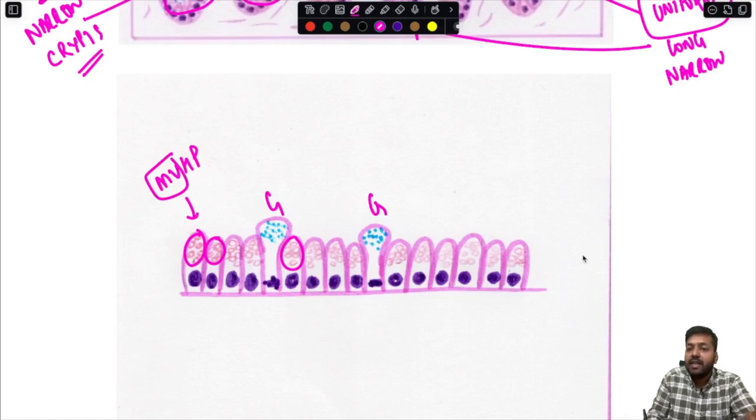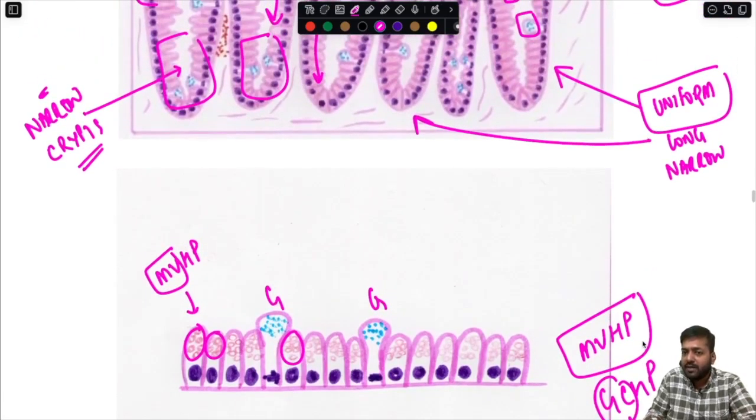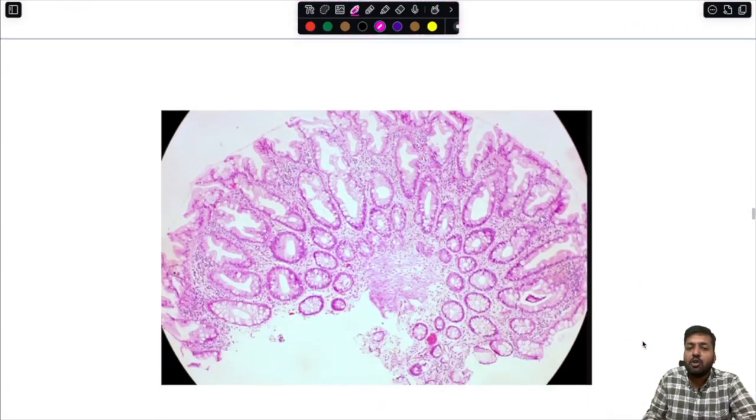So in the microvesicular variety of hyperplastic polyp, you will see the majority of these cells are microvesicular type, whereas in the goblet cell variety, the majority of these cells are goblet cells. I have not shown the goblet cell variety over here. Now let me show you with the help of a diagram.